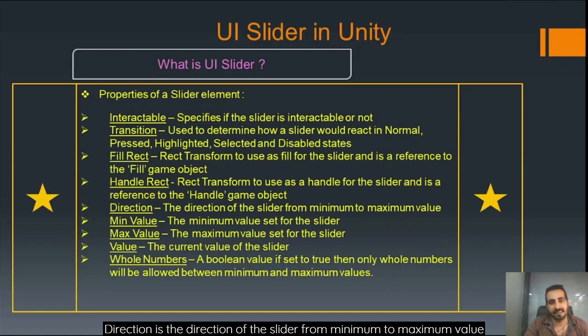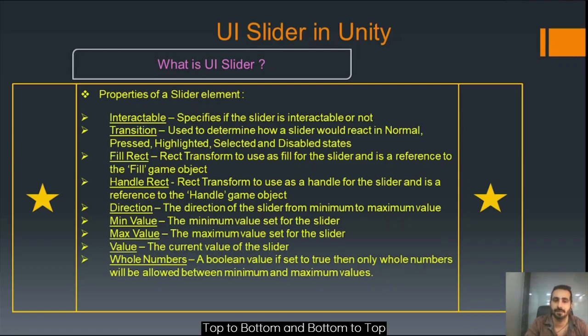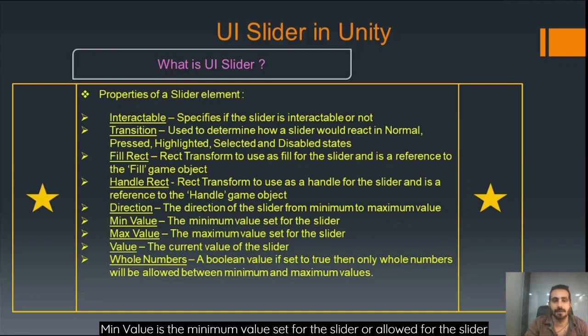Direction is the direction of the slider from minimum to maximum value. We have four options for the direction: left to right, right to left, top to bottom, and bottom to top. Minimum value is the minimum value set for the slider or allowed for the slider. Maximum value is the maximum value set for the slider or allowed for the slider. Value is the current value of the slider.